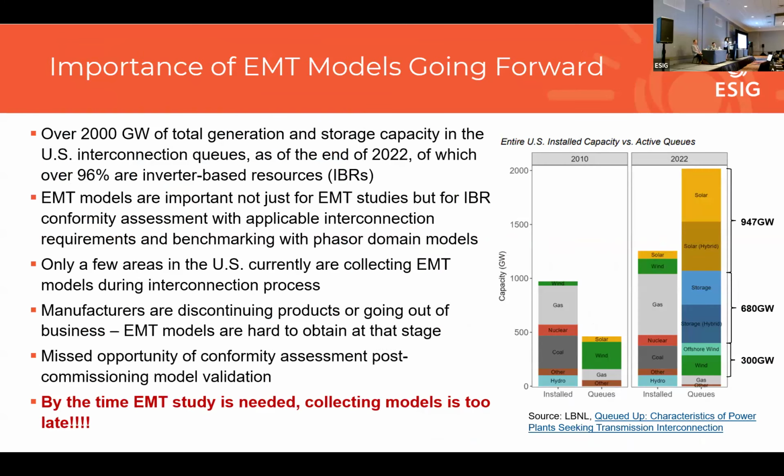So looking forward, if you look at interconnection queues around the US today, this is data from the end of 2022. At that time, there was 2,000 gigawatts of generation in the interconnection queues across the US. If you look at the makeup of these generators, 96% of them are inverter-based resources. So we have more and more of these resources connecting to the grid.